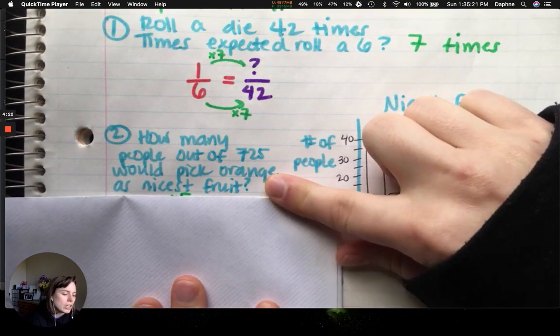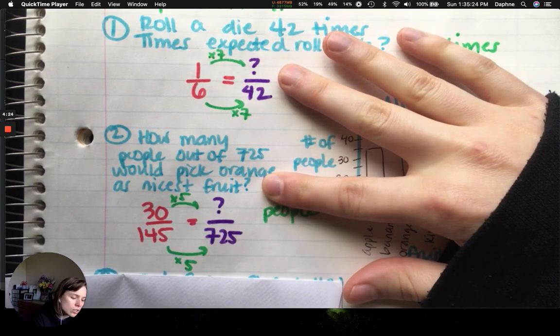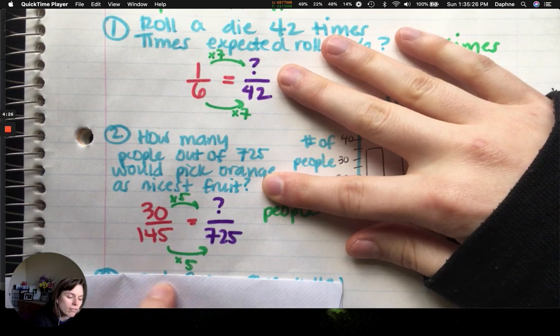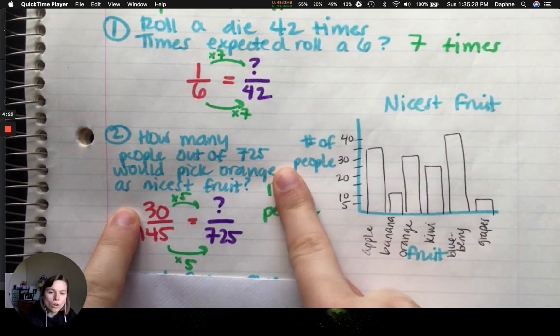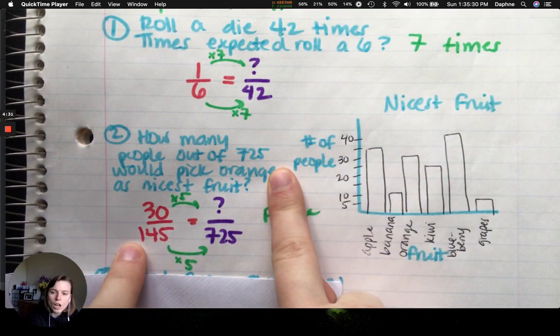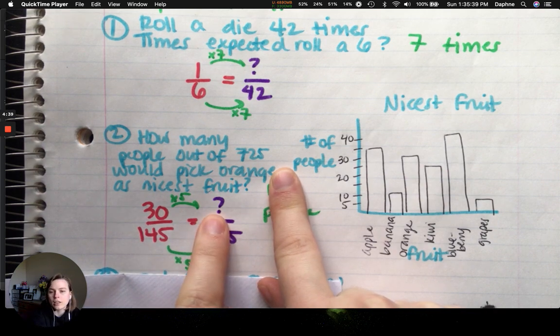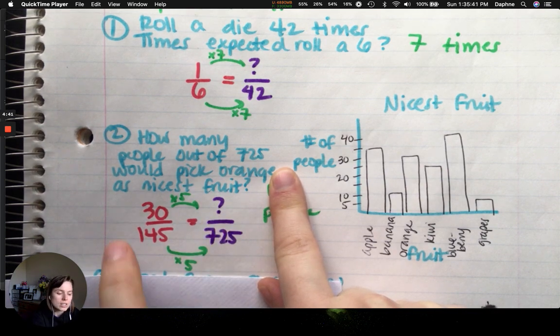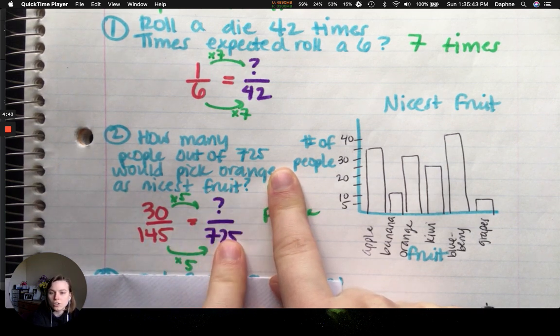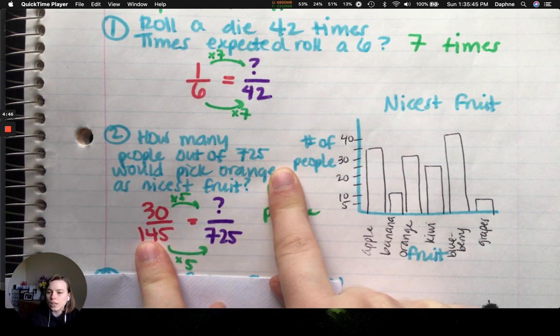So knowing that, this is going to be our proportion. We're going to have 30 people said that orange was the best fruit. 145 people in total were surveyed. But what if I was going to survey 725 people? How many would say they like oranges? So notice that this is a ratio equal to another ratio. So we have written a proportion here, and now we're going to make a prediction.